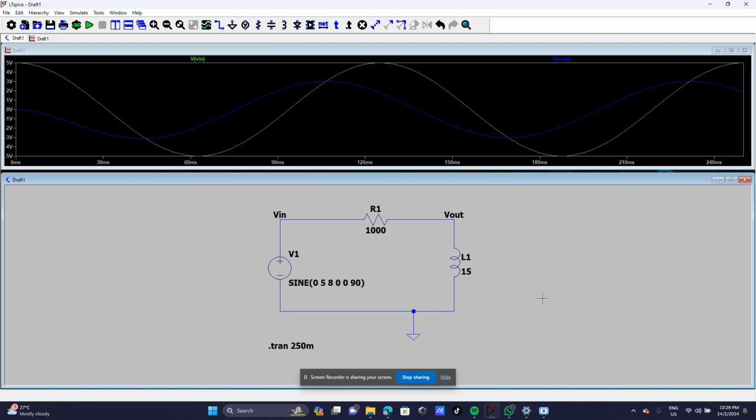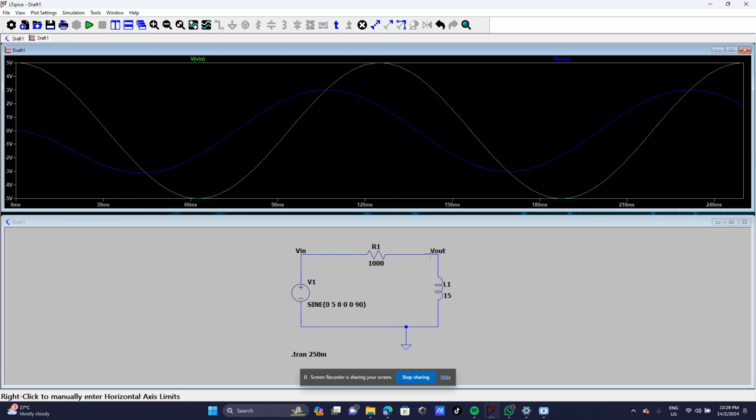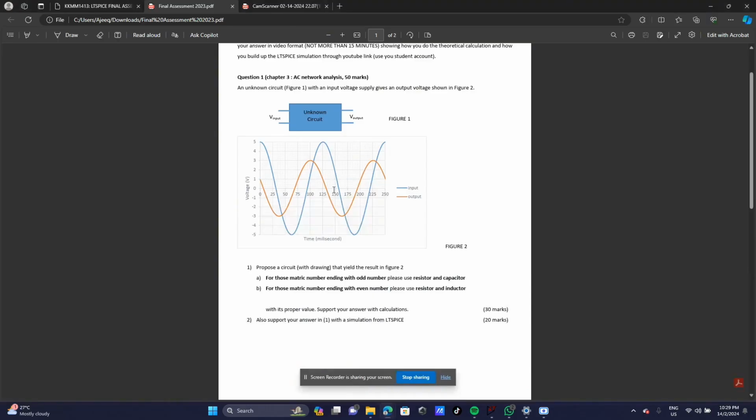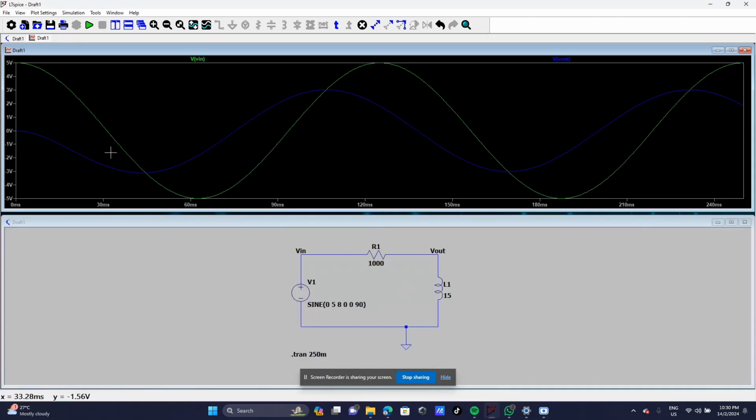So the simulation graph should resemble the one in the question. As we've seen, this is the graph that we got, and this is the one that we have in the question. Let me zoom in. Yep, it's almost identical. The output is way shorter and has less amplitude compared to the V input, same as this one. The blue one is the output, V out, and the green one is V input.